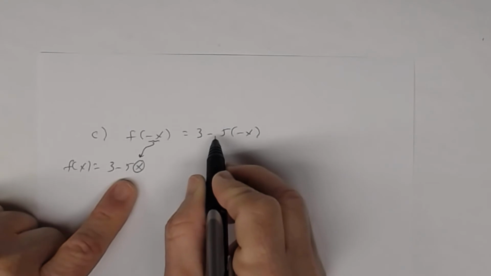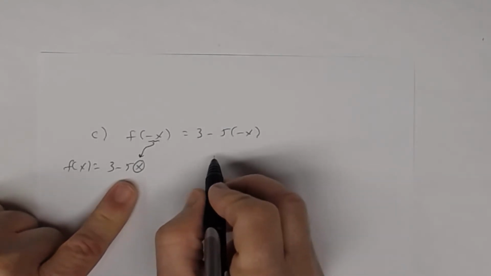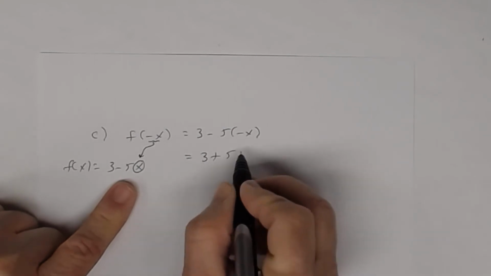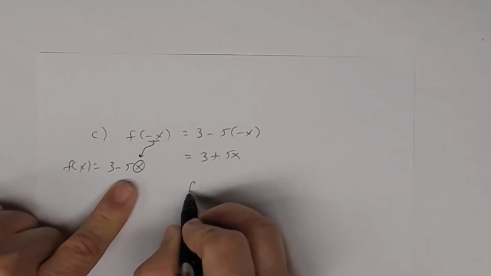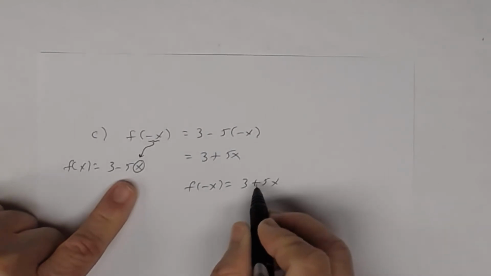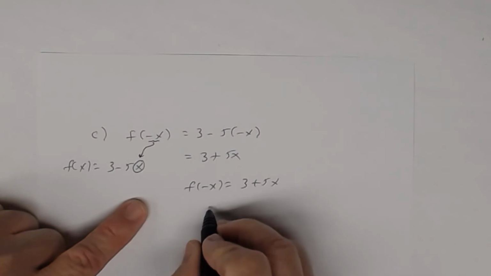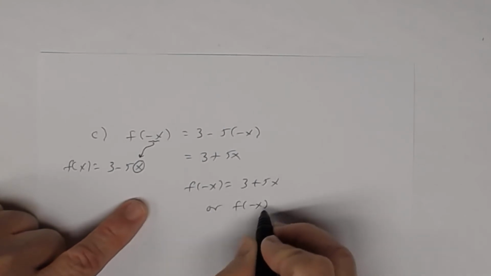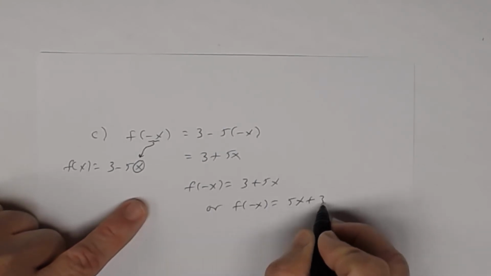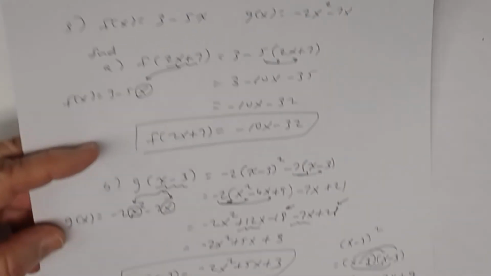And then we're done because we all know that a negative 5 times a negative x is a positive 5x. So it becomes 3 plus 5x. And there's your answer. So f of negative x equals 3 plus 5x. And if you want to put the variable term first, you can. So you could say f of negative x is equal to 5x plus 3. Does not matter. Okay?